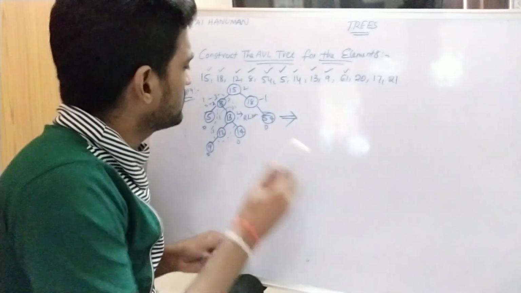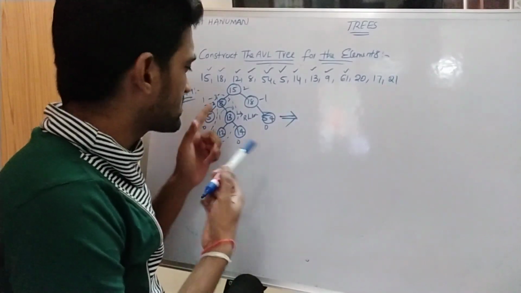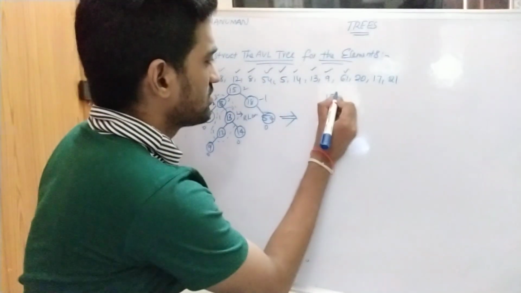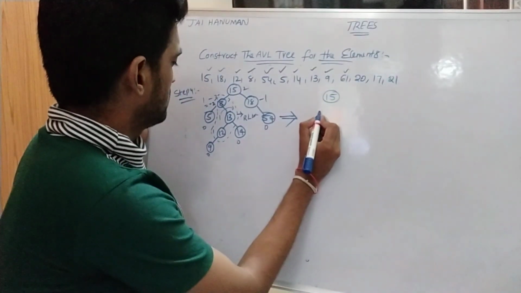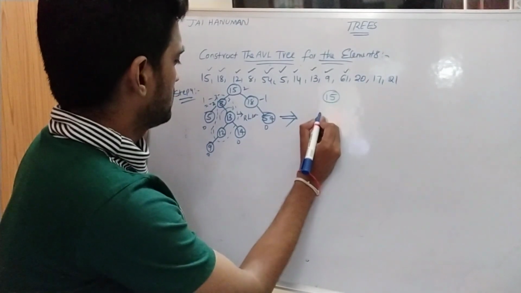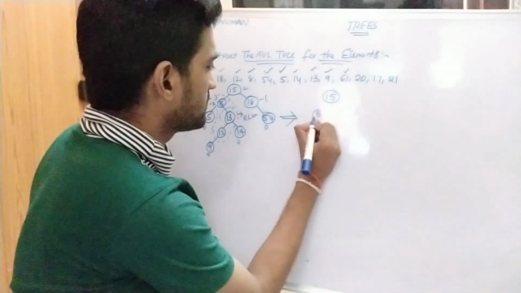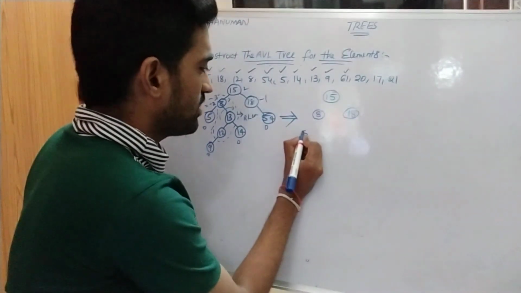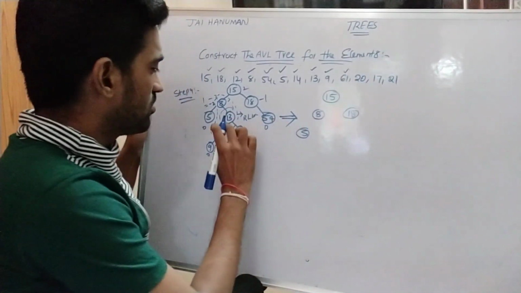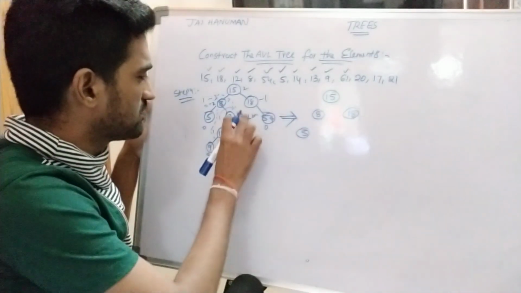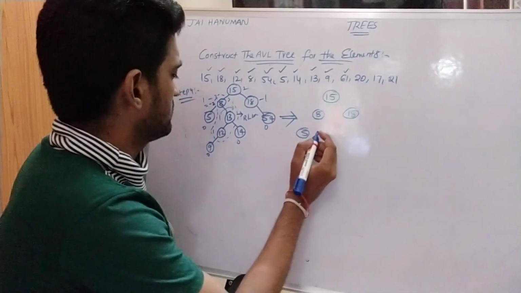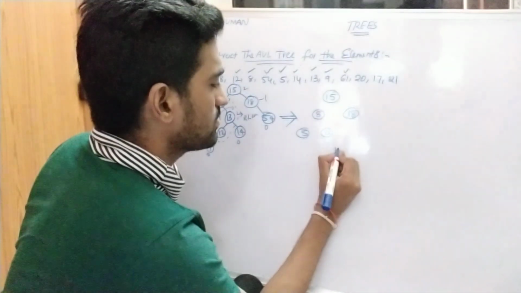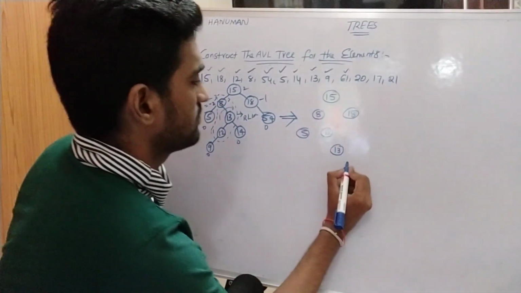Yes, at this point balancing factor is violated. Now tree becomes 15, 8, 18, 5. So move towards right direction. Now tree becomes 12, 13, 14.